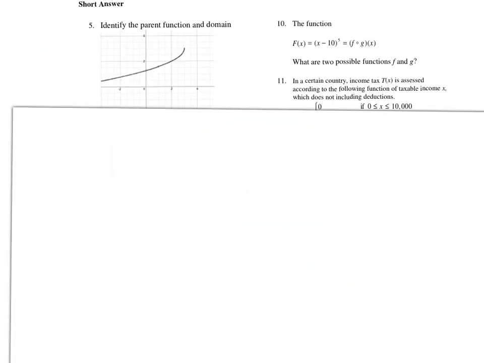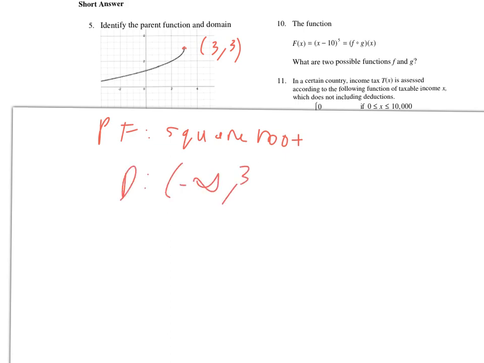All right, number 5 here, I know that the parent function here, this looks like a half parabola on its side, and so that is a square root function or a radical function. Okay, and then I know that the square root function either begins or ends at a point right here, so the point here is 3, 3. So then I would say that the domain here is negative infinity to positive 3 with a bracket, because that point is actually there.